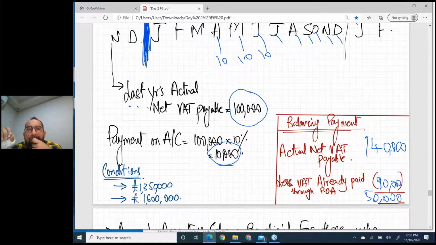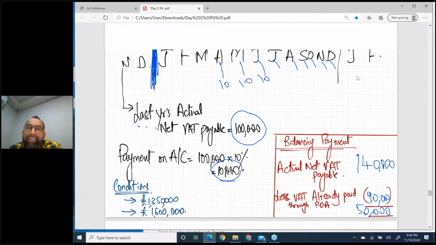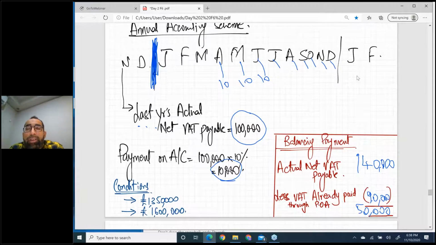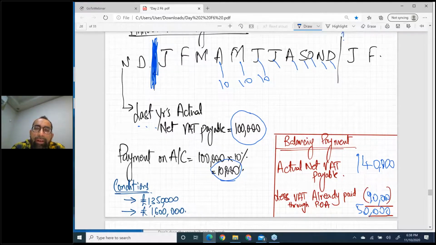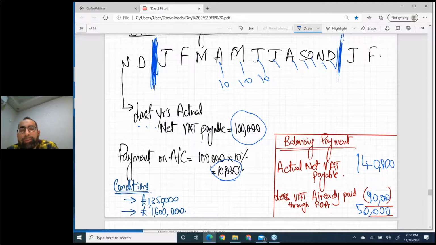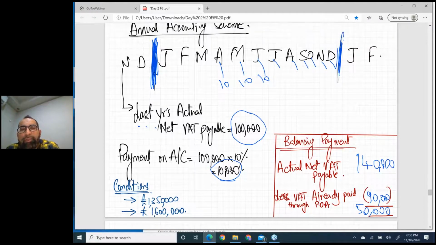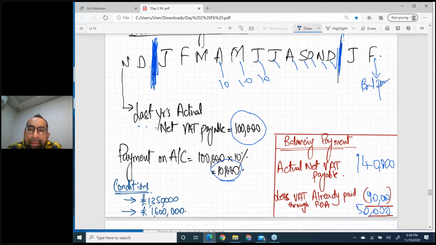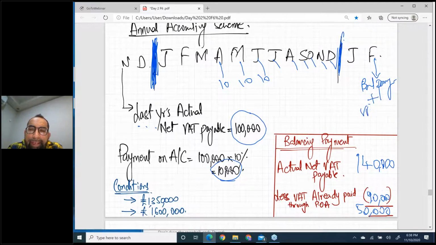Now students may ask, respected sir, kindly tell me what is the due date of this balancing payment. We joined the scheme on January, so after completing 12 months, you have 2 months. That means end of Feb, you have to pay the balancing payment plus VAT return.